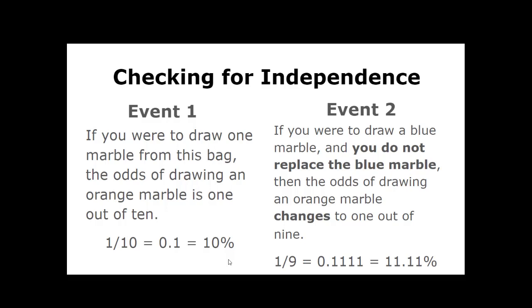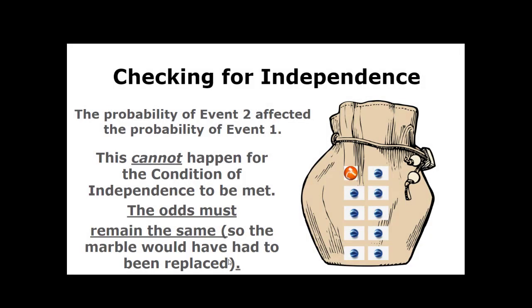Here you can see just a summary of this again. Originally, event 1 had a 10% chance of drawing the orange marble, but then the chances changed for the second event. Had event 1 never occurred, then event 2 would not have been affected. So event 2 was directly affected by event 1. Again, the probability of event 2 was affected by the probability of event 1.